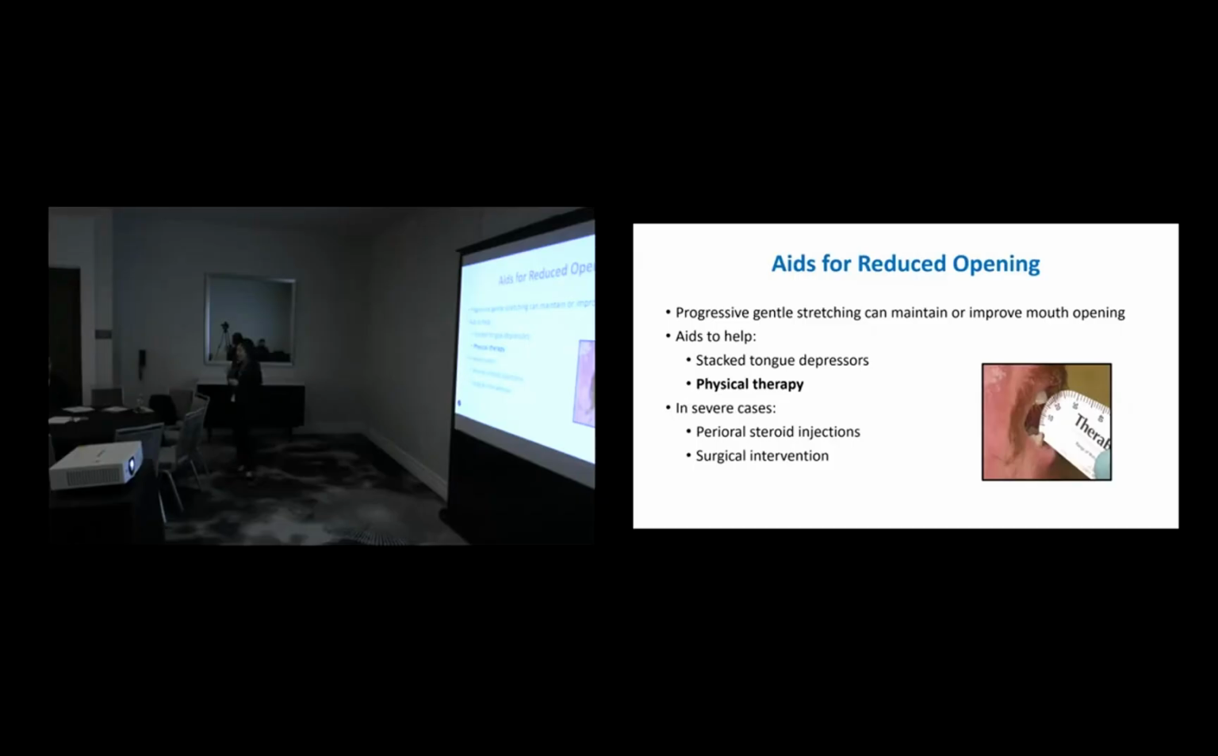When you have that sclerotic perioral or limited opening presentation, some gentle intraoral and extraoral massages could be helpful. Especially doing this with a physical therapist or occupational therapist could be helpful. They might develop a program using stacked tongue depressors and then gradually adding another tongue depressor to help you increase that opening. So that physical therapy can really help. And in some very, very severe cases, they do provide perioral steroid injections or do surgical interventions as well.